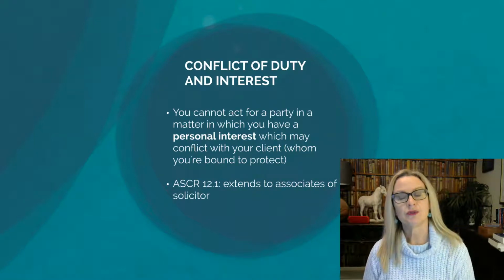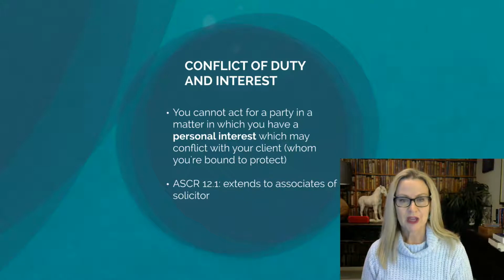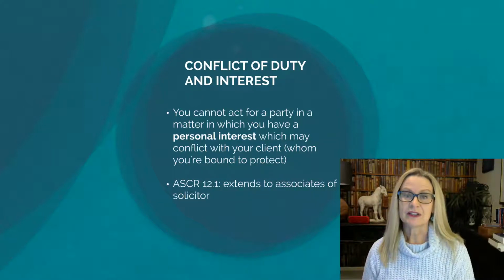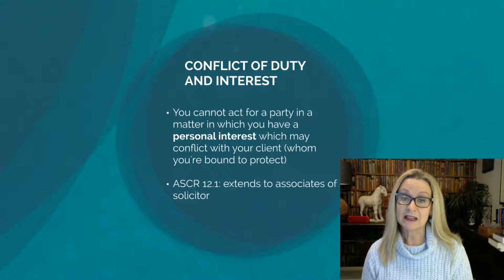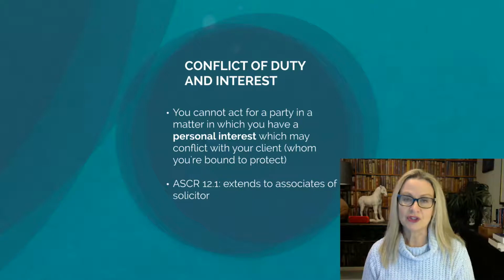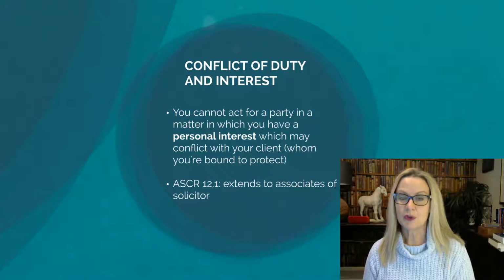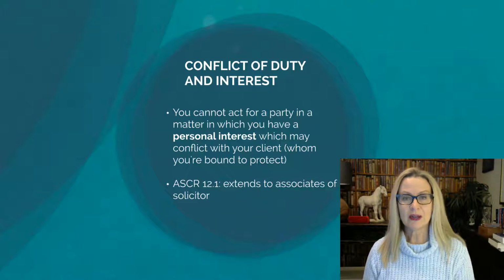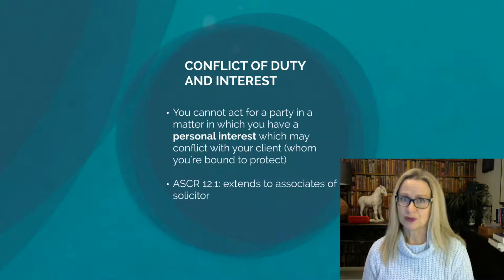Firstly, a conflict between your duties towards your client and your own personal interest. Obviously, well, it apparently isn't obvious to some, but you can't act for a party in a matter in which you have a personal interest in which you may or may potentially conflict with your client. Essentially, you're bound to protect your client, and wherever there's going to be something that impedes your ability to do so, like your personal interest, then you have a duty to avoid that particular conflict situation. You'll see in the Australian Solicitors Conduct Rules 12.1, it's not just your own personal interest, but it extends to associates of you as well, so your family and so forth. So anywhere where you have a personal stake in the matter, you shouldn't be acting. Simple as that.